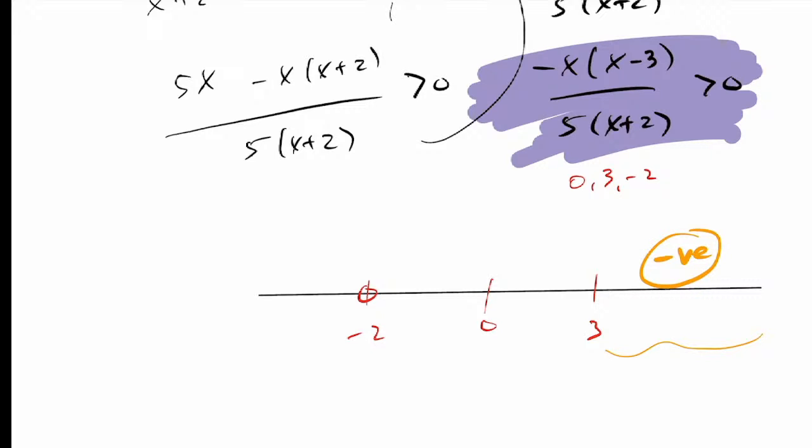And then when you pick a number between 0 and 3, it's going to be positive. If you sub something in between negative 2 and 0, it'll be negative. And then less than minus 2, it'll be positive. And here you'll also notice that it oscillates back and forth because the powers on each of these roots and spots are odd.